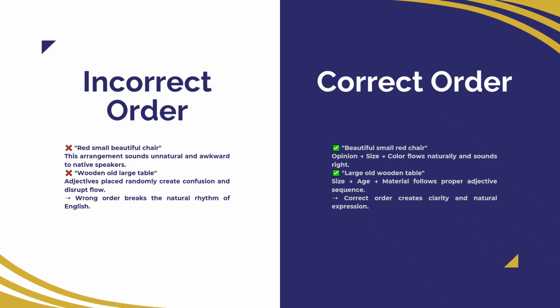Why order matters? Let's understand why. English has a natural rhythm. When you follow the order, your sentence sounds smooth. When you don't, it sounds strange. Even if the meaning is correct, it feels unnatural. And fluency is about sounding natural.